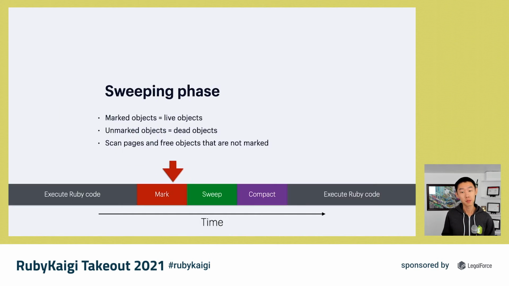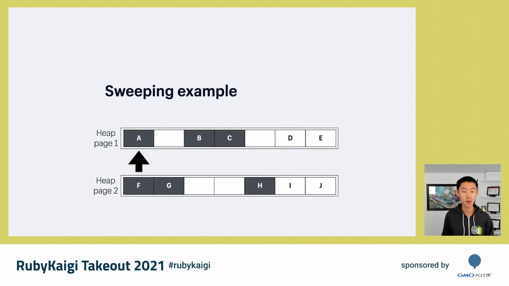Now that we finished marking, all marked objects are live objects and all unmarked objects are dead and can be reclaimed by the garbage collector. We can simply scan the slots on the pages and free the ones that are not marked. Let's continue to use the example we used for marking. Here we move our cursor to the first object in the page that is not marked, object D in this case. We can free the object and reclaim the memory.